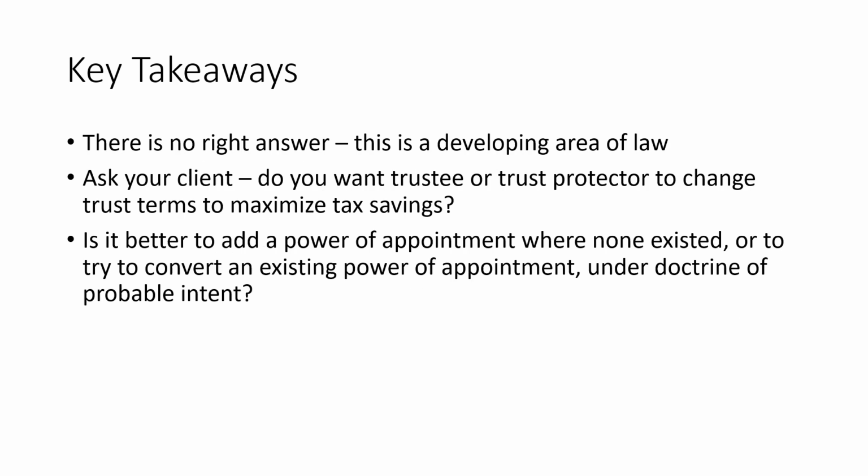So the key takeaways here is that there's no right answer. This is an area of law that continues to develop, and as long as you have a broad term like probable intention, there's always going to be multiple ways to look at it, as we saw. So you should always ask your client at the trust drafting phase, do you want a trustee or trust protector to have the ability to change the trust terms to maximize tax savings? And how far do you want that to go at the expense of, say, creditor protection or disinheriting a beneficiary in the future or otherwise?